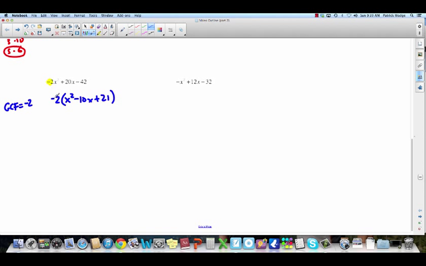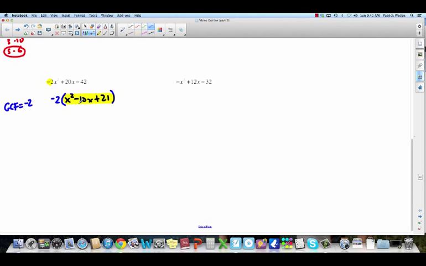Now, why do we take out the negative? Because now the part that's left inside here is in perfect simple trinomial form. If you didn't take out the negative, you'd have a negative x squared, and that's not the form. You want it to be positive x squared in these simple trinomials. You want an x squared, an x, and then a constant, and that's exactly what we have right here. It's time to factor again.